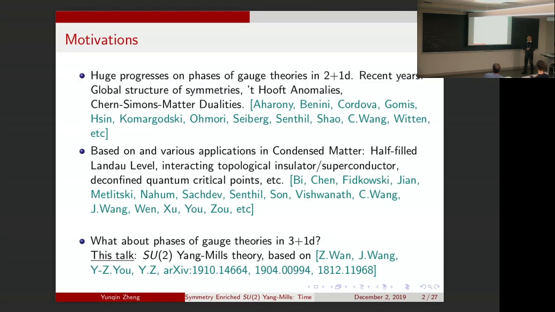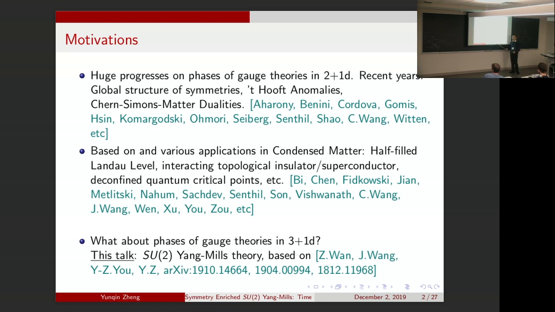Okay, so let me start with some motivations. In recent years, there has been huge progress on the phases of gauge theories in 2+1D. These developments are based on a better understanding of the global structures of the global symmetries, the anomalies, and the boson-fermion dualities. They also have various applications in condensed matter physics, such as the half-filled Landau levels, interacting topological insulators and superconductors, and the deconfined quantum critical points, as Senthil will discuss. In this talk I'm going to focus on the 3+1D parallel of the story above.